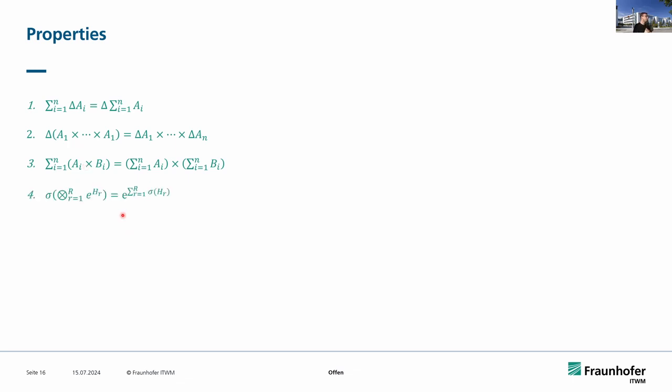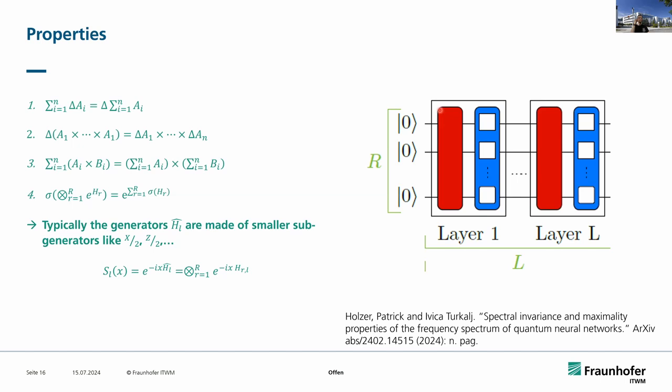And the last property is that the frequency spectrum of operators of this form here is equal to e to the power of, and this is now a set, the Minkowski sum of the spectrum of the individual operators. And why is that important? Because we typically make a further assumption on our QNNs. I said our data encoding layer is here, that's the blue box, and has this shape: e to the power of minus i times x times some generator H.